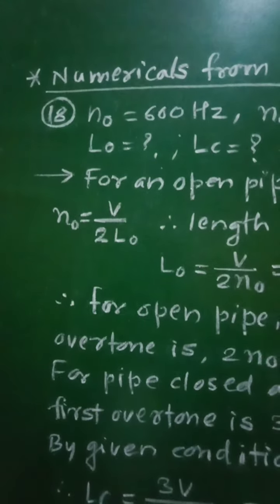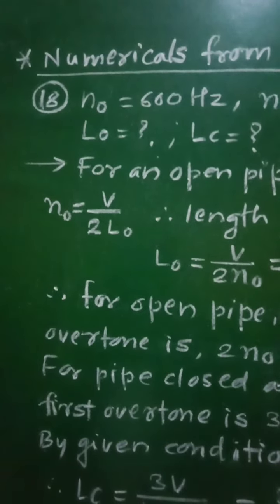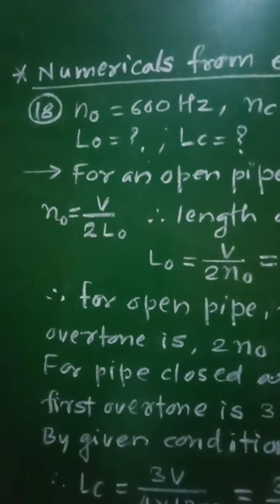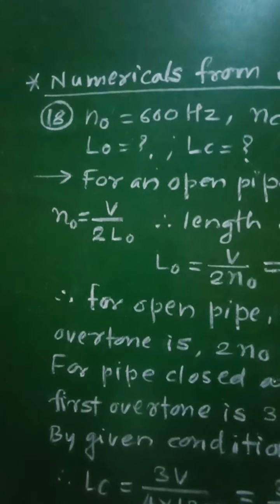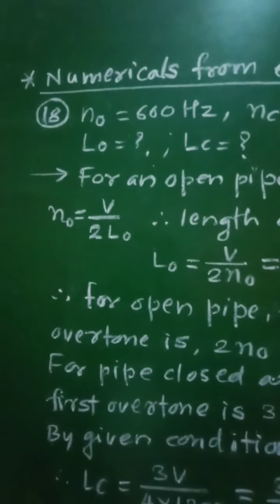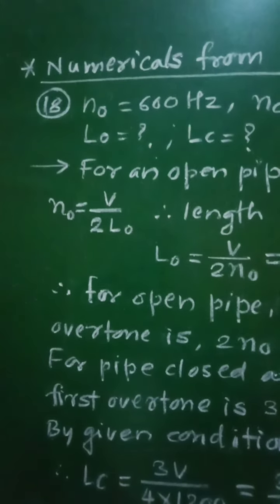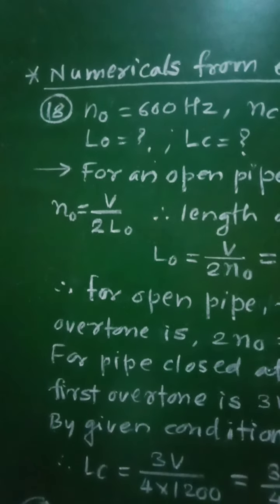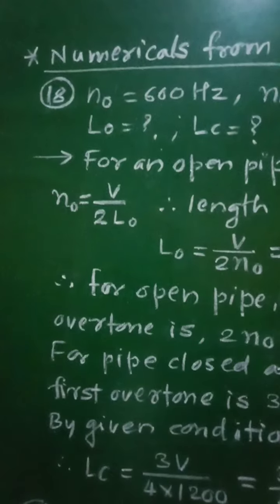It is given that a pipe open at both ends has a fundamental frequency of 600 Hz. The first overtone of a pipe closed at one end has the same frequency as the first overtone of the open pipe. How long are the two pipes?